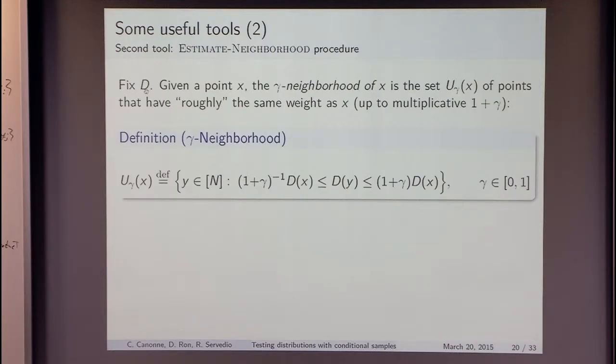Let me move on and tell you about another tool which is not quite so easy. So you've got your distribution D. This is the guy you have an oracle for. And you've got some point x. X has a certain amount of weight, which I'm denoting D of x.